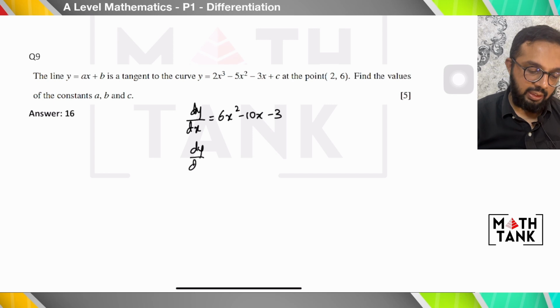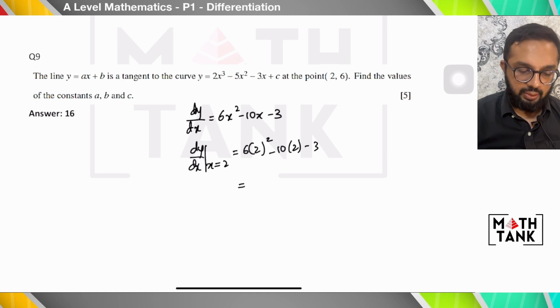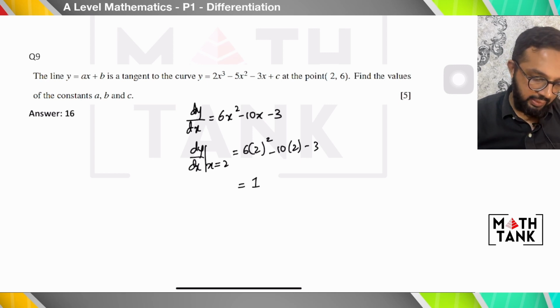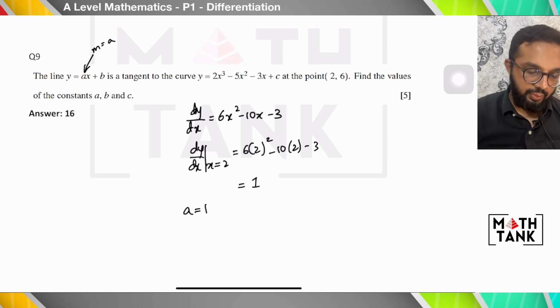If I plug in dy by dx at x equals 2, that gives me 6 times 2 squared minus 10 times 2 minus 3. That gives me 24 minus 20, 4 minus 3 is 1. So the value of a is 1. Okay, that was the gradient here. It's m. Okay, so I found that.